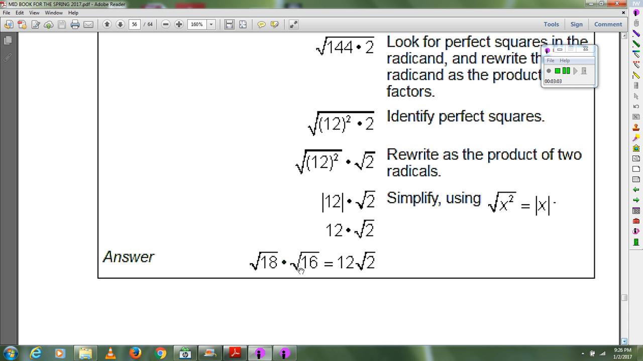So therefore your final answer: the product of square root of 18 and square root of 16 is 12 square root of 2.